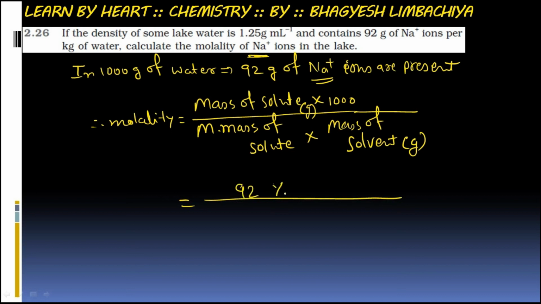So mass of solute is 92 multiplied by 1000. Molar mass of solute, here Na+ is given and the molality of Na+ is asked. So here we have to write 23 and it is multiplied with 1000 gram of solvent. So finally the answer is 4 molal.